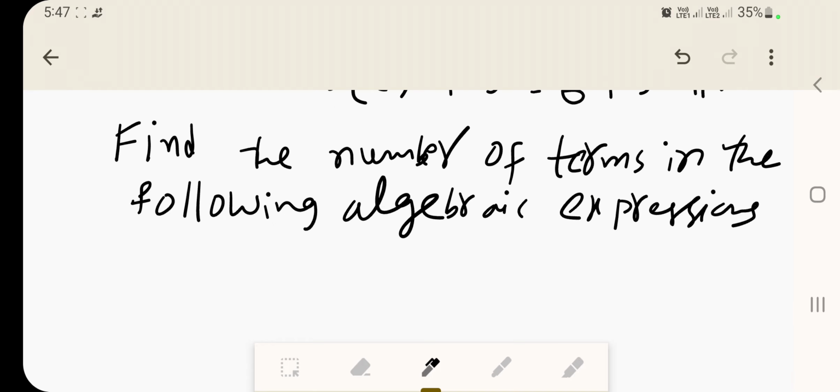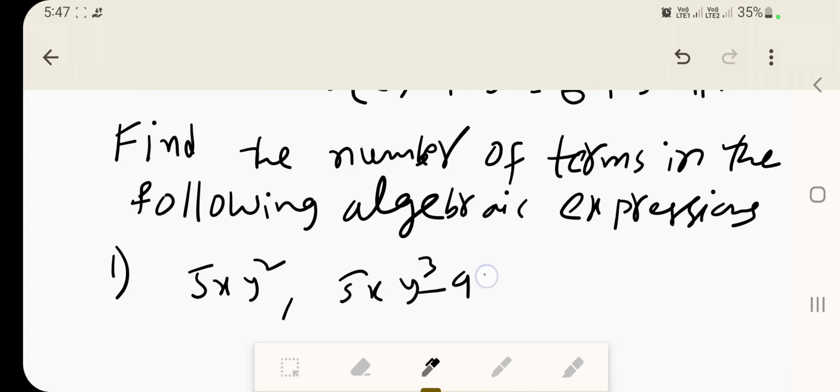So they give the problem as 5xy square, 5xy cube minus 9x, 3xy plus 4y minus 8. Like this they will give. So 5xy square is an expression, and here we have only one term, a single term.